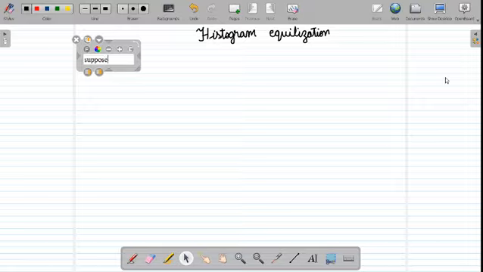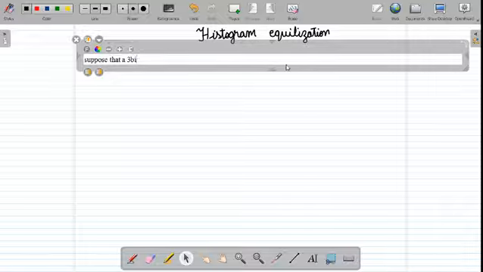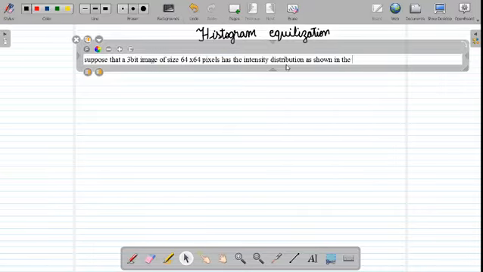So it is given that suppose a 3-bit image of size 64 cross 64 pixels has the intensity distribution as shown in the table below.